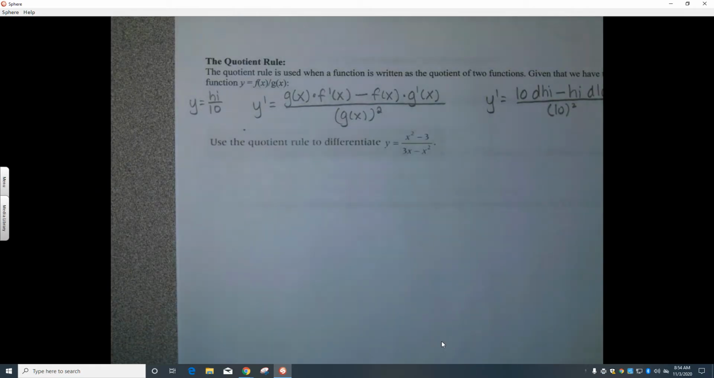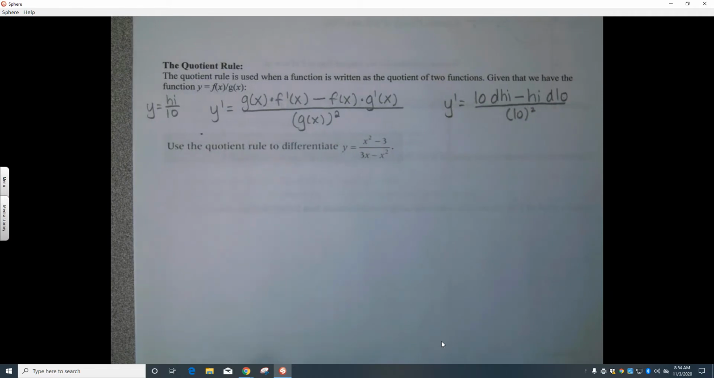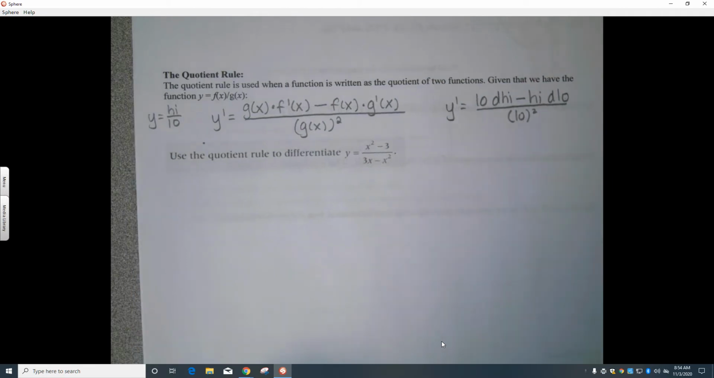So in order to get that to rhyme, you've got to have low on the outsides all the time. So we have low, low, and low. If you switch the order and you do high d low less low d high, you can kiss all your points on the test goodbye. So don't make it rhyme with goodbye.